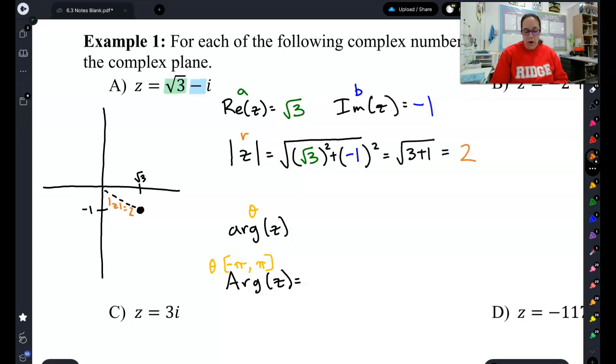Now, let's find my argument. We do that by arctan of y over x, or in this case, b over a. And we notice this is a unit circle point. And I know this unit circle point is going to be right here at 11 pi 6. So there's my theta, or my argument.